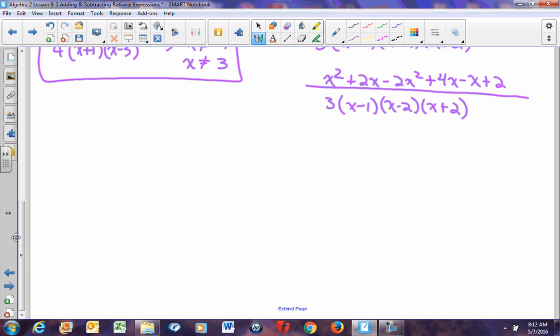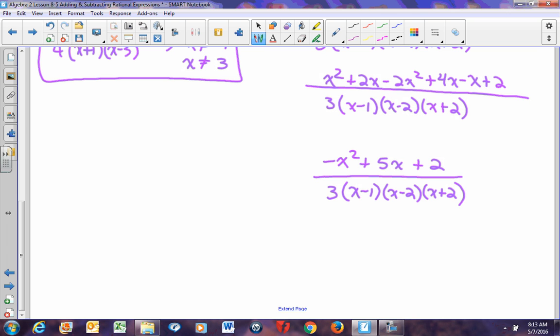Now I can simplify. x squared minus 2x squared is negative x squared. 2x plus 4x is 6x, minus x is 5x, plus 2, all over 3 parentheses x minus 1 times x minus 2 times x plus 2. Now I look at the top to make sure there's nothing that can factor out. If I factor out a 1, I'd get x squared minus 5x minus 2. There's no two numbers that multiply together to get 2 but add together to get negative 5. So I'm good, and I just need to state my restrictions. x cannot equal positive and negative 2, and x cannot equal 1. And there you have the simplification.